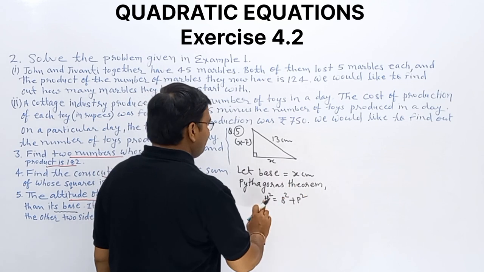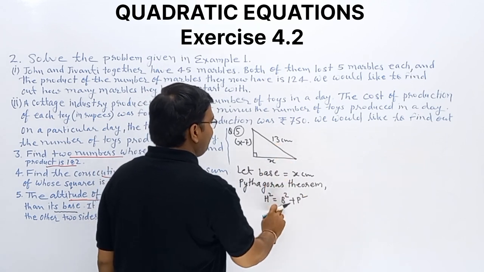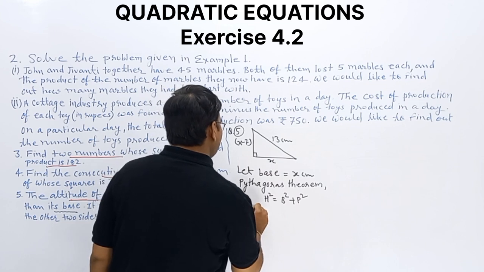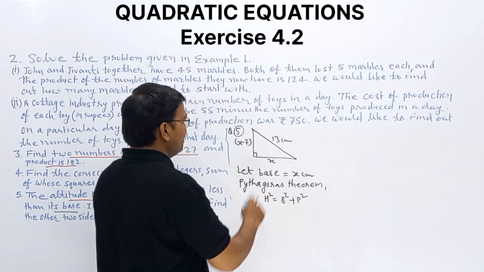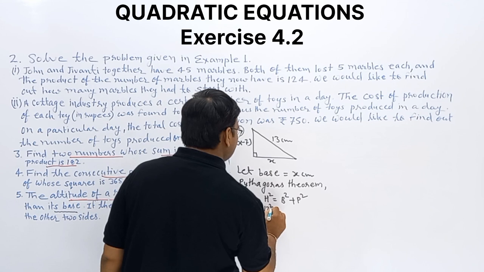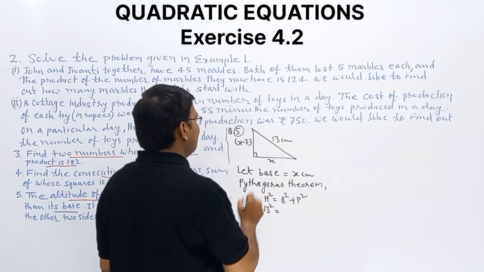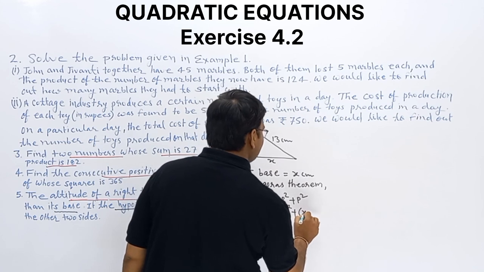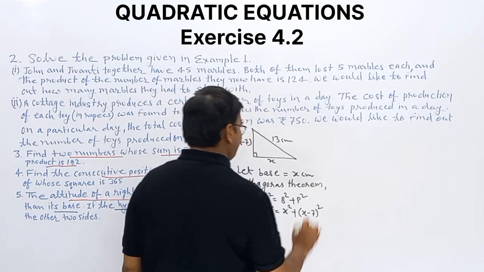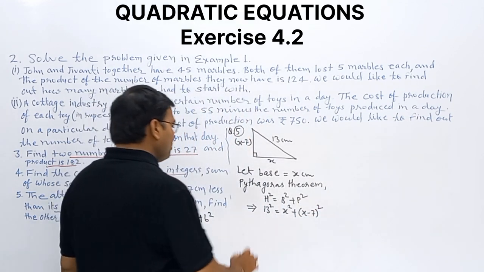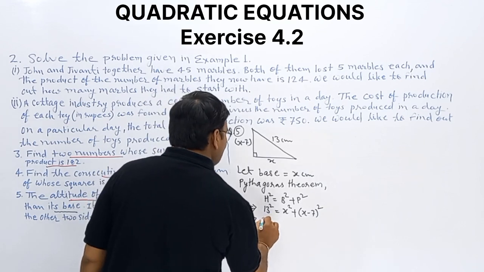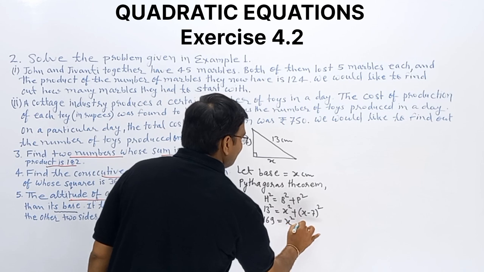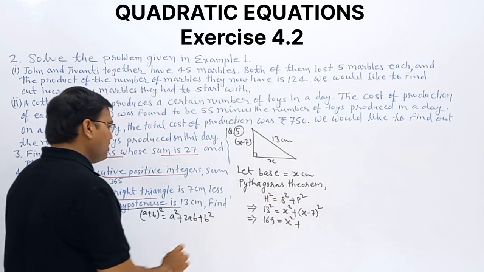So what is the Pythagoras theorem? Hypotenuse square will be base square plus perpendicular square. What is the hypotenuse? It is 13 square, equal to what about the base? Base is x square, plus perpendicular is what? x minus 7 whole square. Clear? Solve this one. 13 square is 169, x square plus, now what formula will we use?